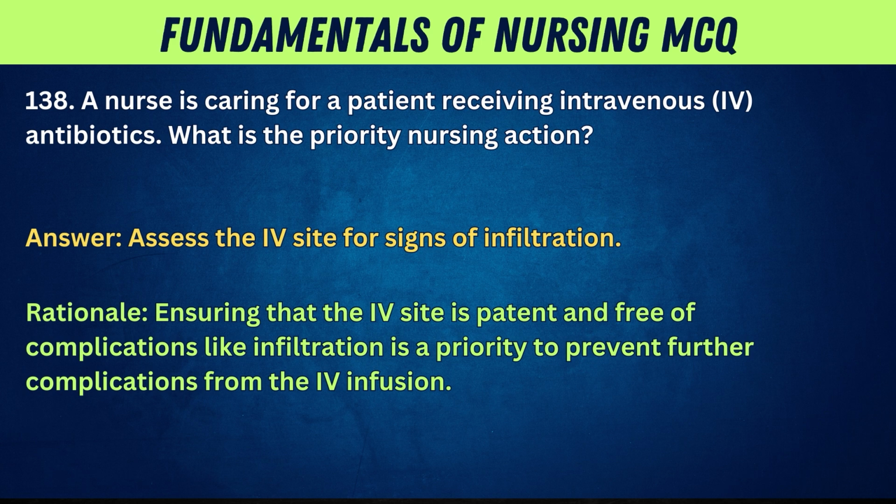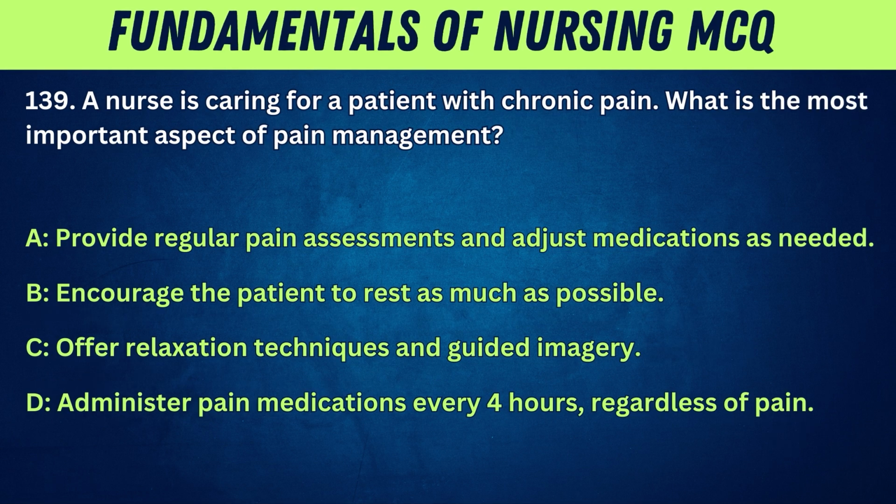Answer: Assess the forearm for signs of infiltration. Rationale: Ensuring that the IV site is patent and free of complications like infiltration is a priority to prevent further complications from the IV infusion. 139. A nurse is caring for a patient with chronic pain.